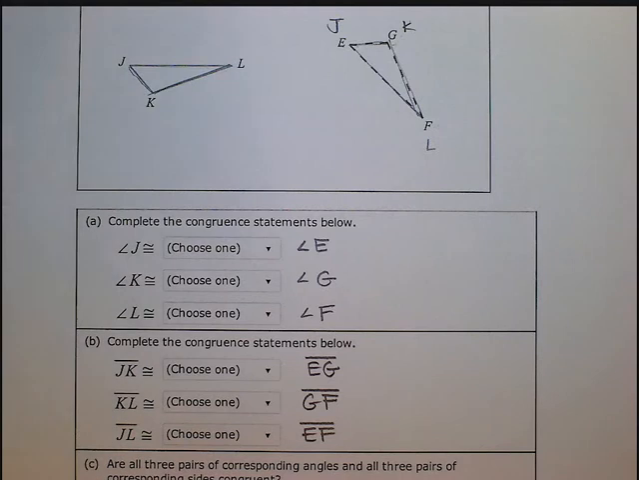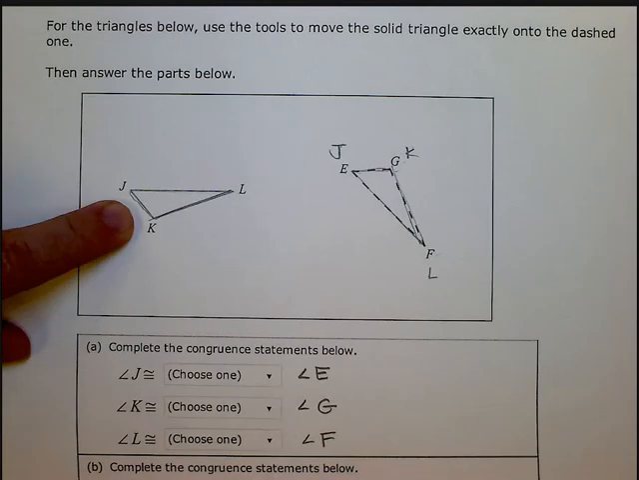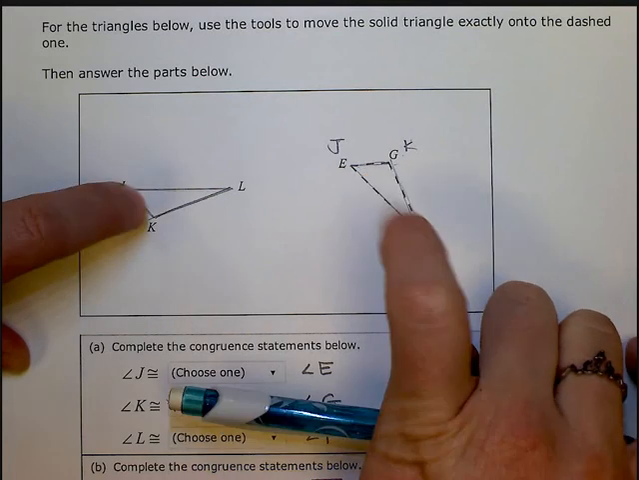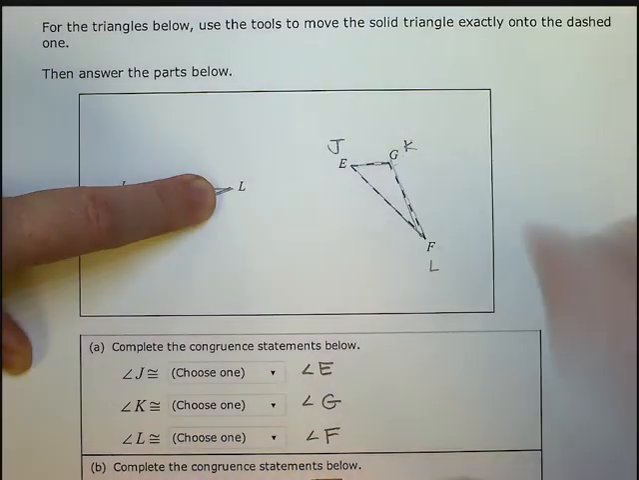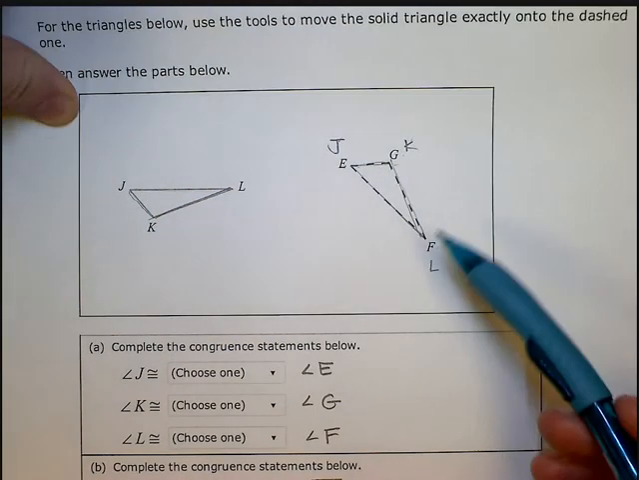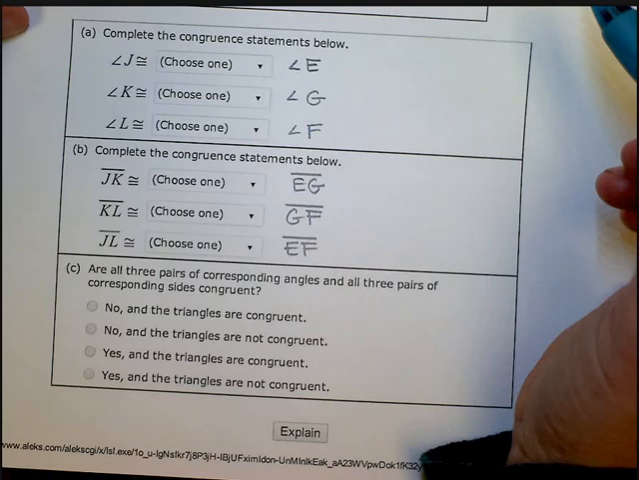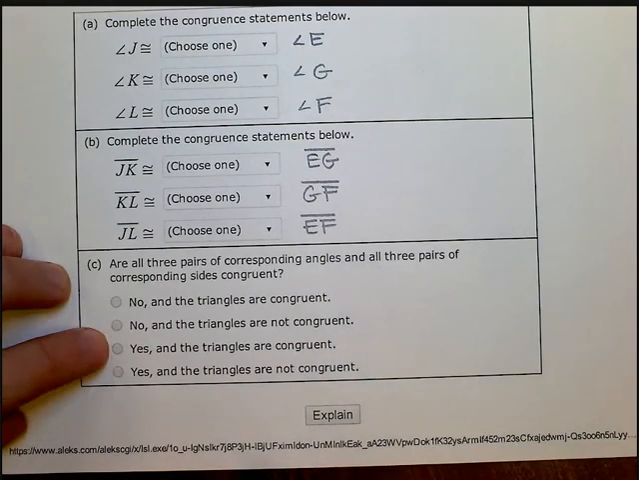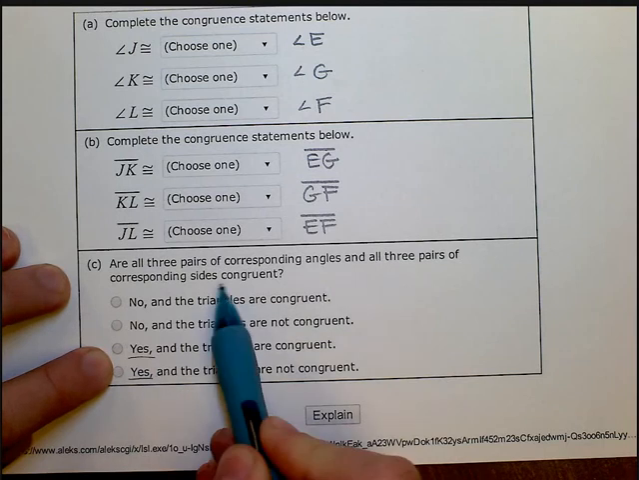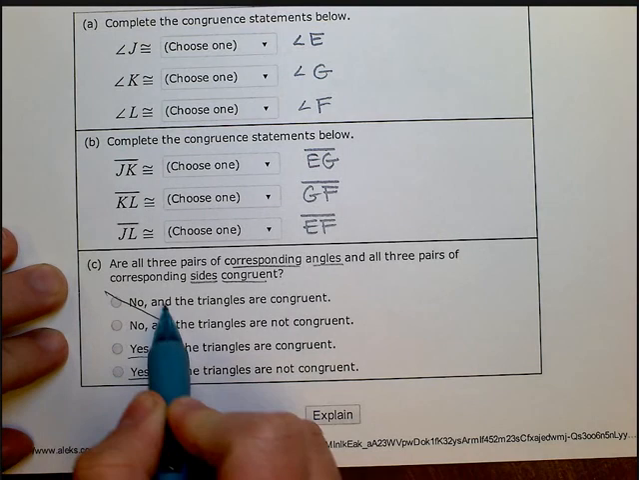All right, and last but not least, it says, are all three pairs of corresponding angles and all three pairs of corresponding sides congruent? Just like we found this little side is congruent to this little side and this little angle is congruent to this little angle, we did find that every side is congruent to its corresponding side and every angle is congruent to its corresponding angle, because the two shapes lay perfectly on top of each other. So yes, all the corresponding angles and sides were congruent. So it's not this one and it's not this one.